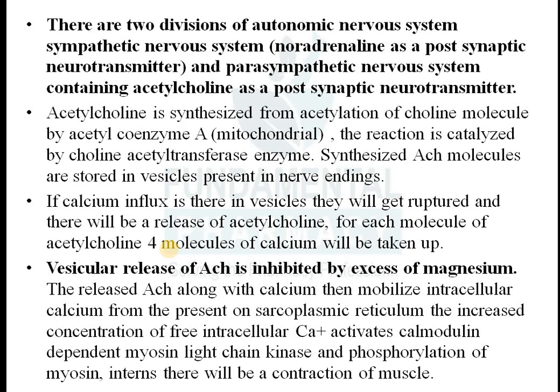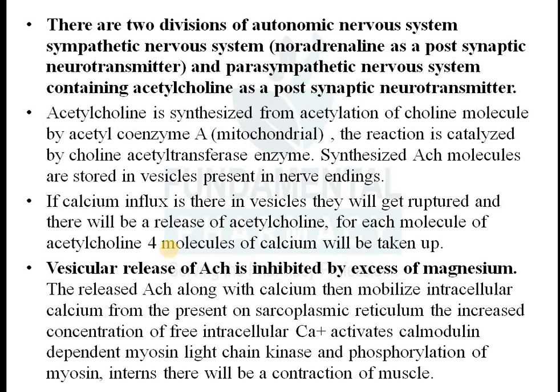But now suppose that the acetylcholine is released near the neuromuscular junction. There the acetylcholine is released, so how will the action happen there? If there is a release of acetylcholine at the neuromuscular junction, there also there will be a release of calcium. There will be extracellular calcium in the cytoplasm. Okay. So along with acetylcholine, calcium then mobilizes intracellular calcium present in the sarcoplasmic reticulum, and there will be an increase in the intracellular calcium level.